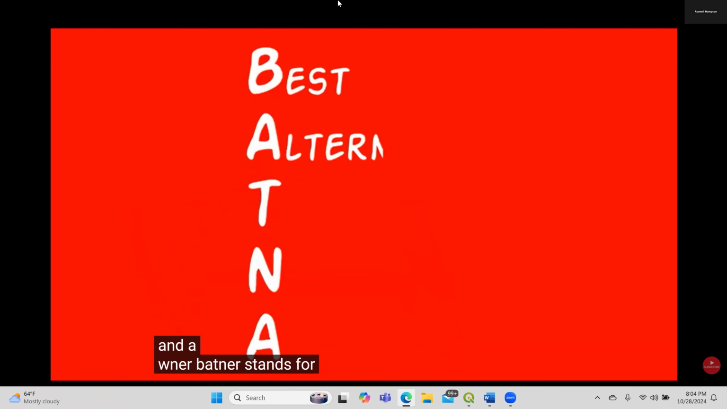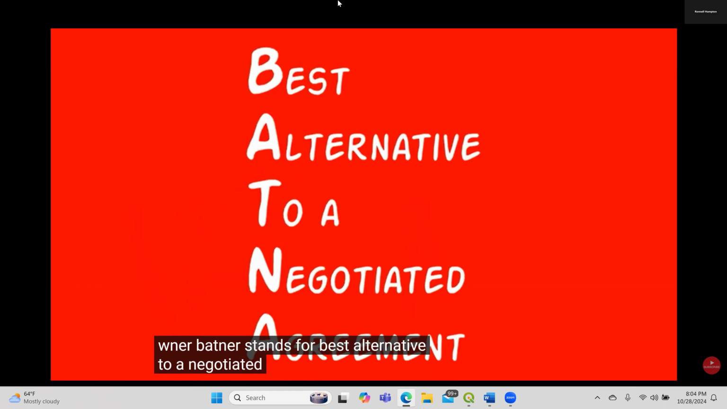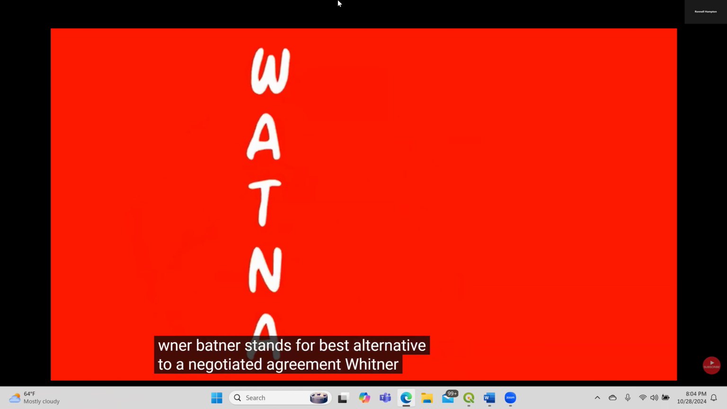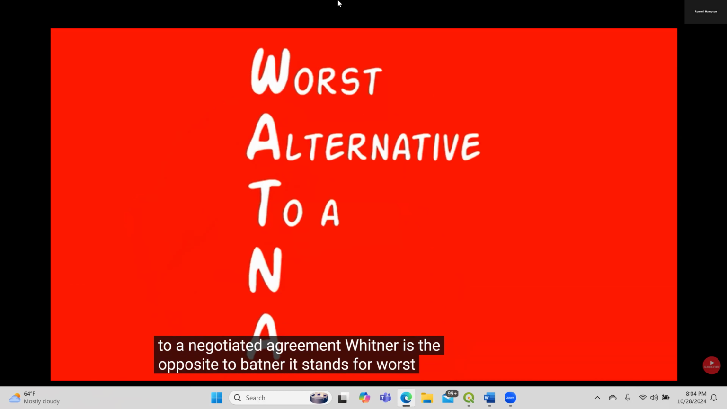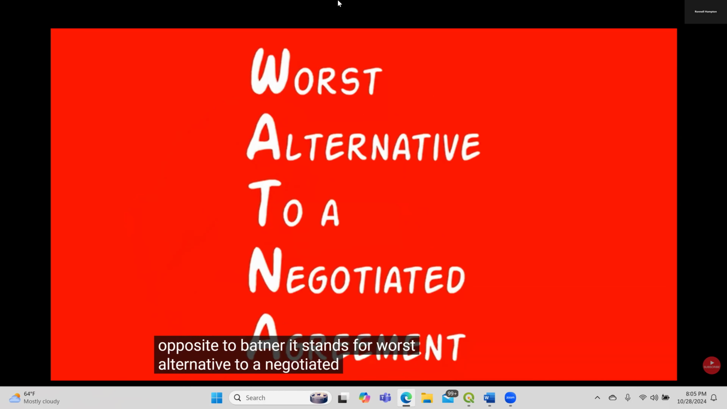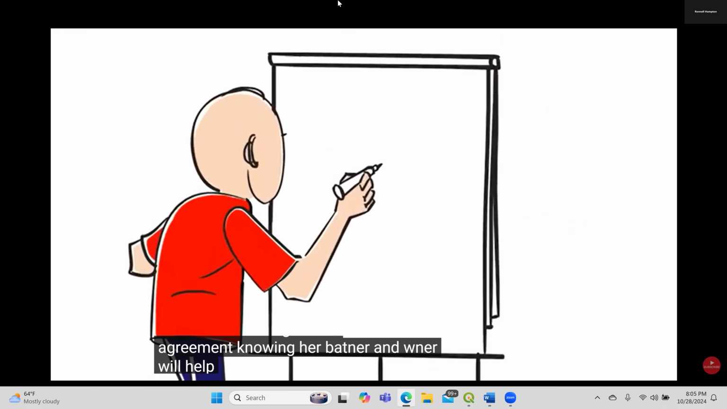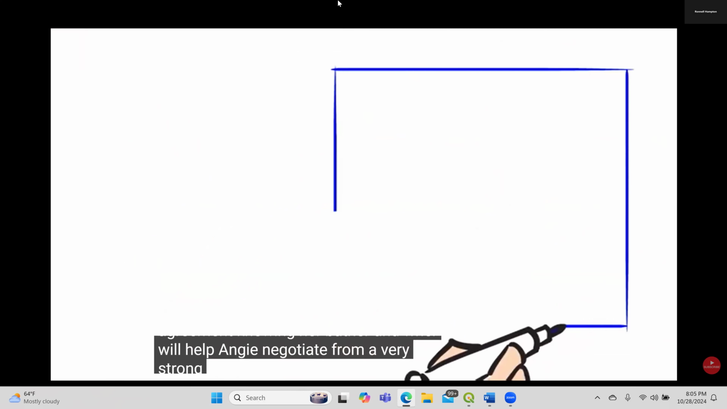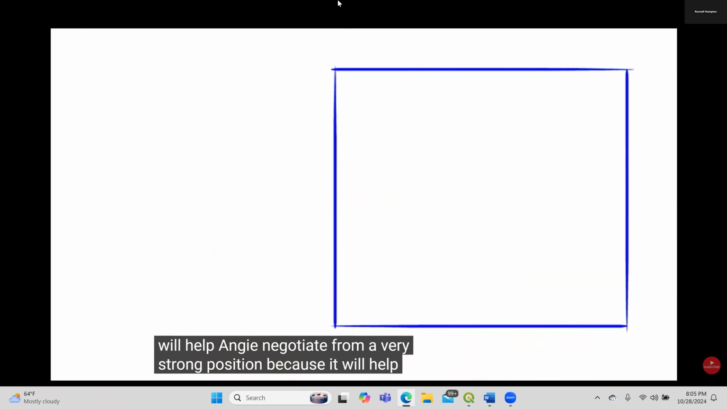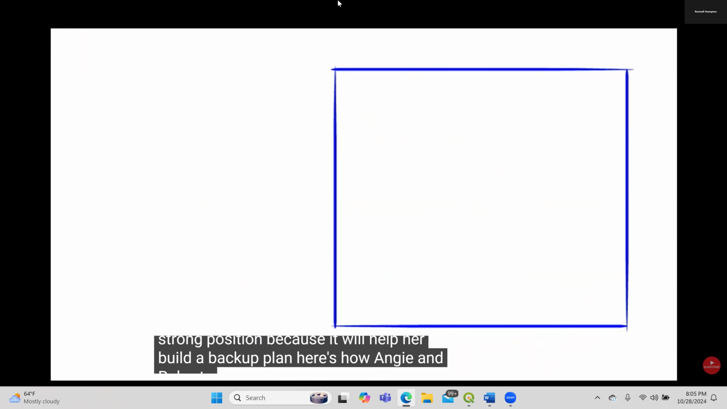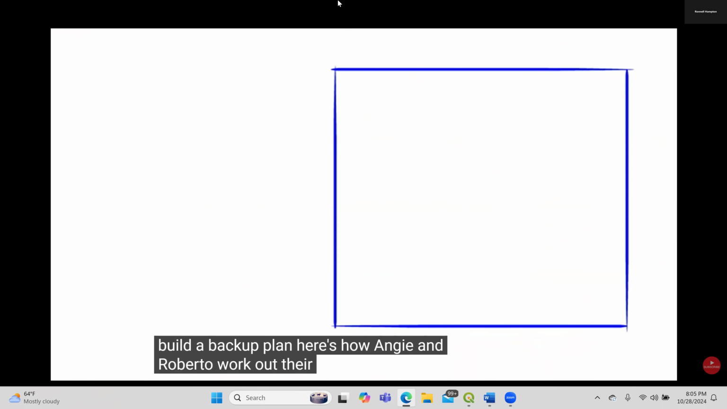BATNA stands for Best Alternative to a Negotiated Agreement. WATNA is the opposite to BATNA. It stands for Worst Alternative to a Negotiated Agreement. Knowing her BATNA and WATNA will help Angie negotiate from a very strong position because it'll help her build a backup plan.